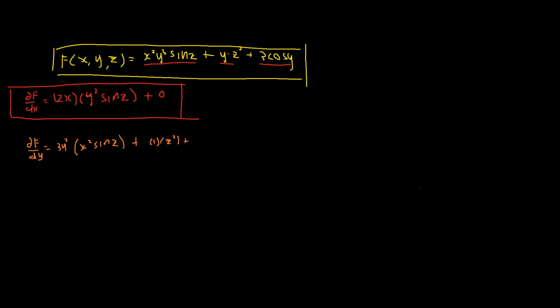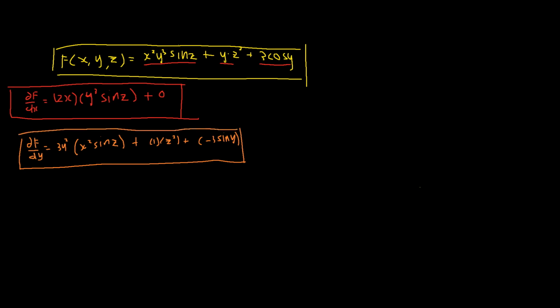Plus the derivative of 3 cos y, so this would just be minus 3 sine y, as the derivative of cos is just minus sine. And now this is our partial derivative with respect to y.